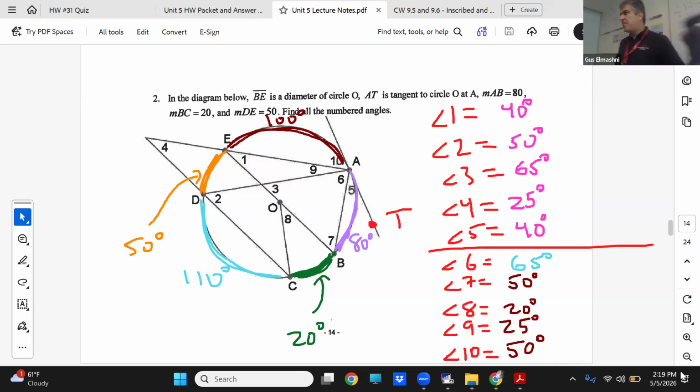Angle 5 is a secant with a tangent, mental math, so it's half of the arc it intercepts. It's angle BAT that forms angle 5. BA is a chord, or secant, I'll call that, and AT is the tangent. So angle 5 is half of the arc.